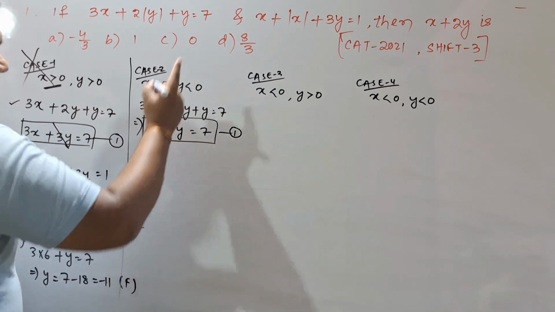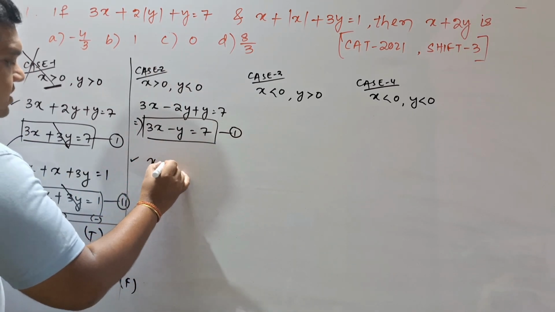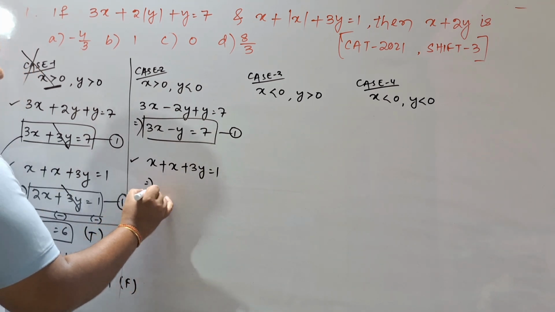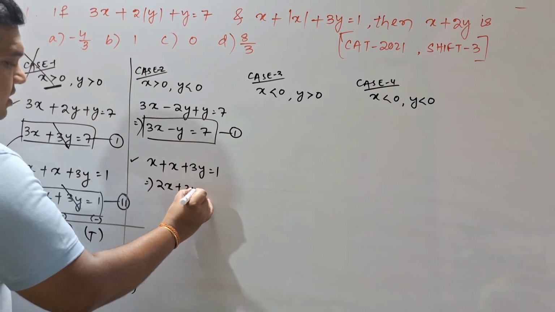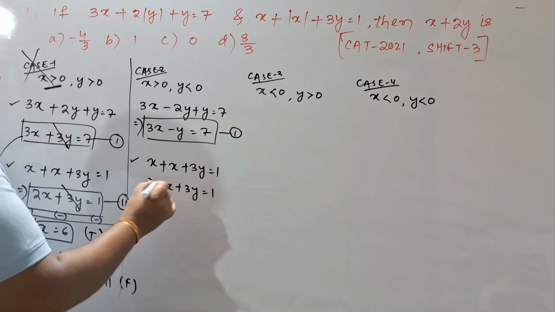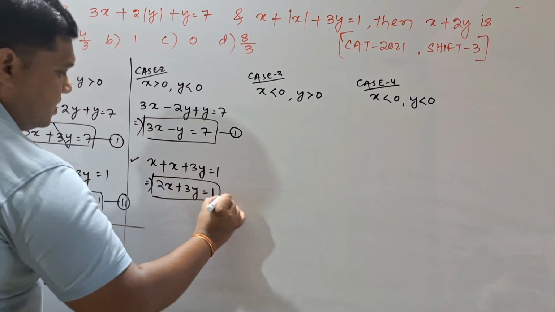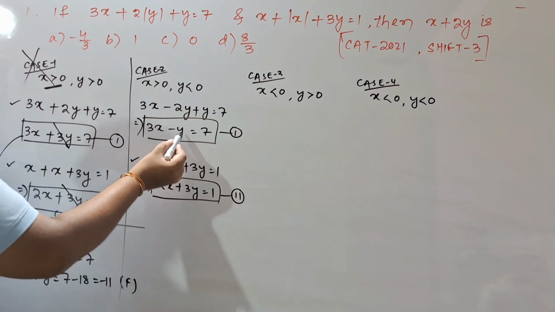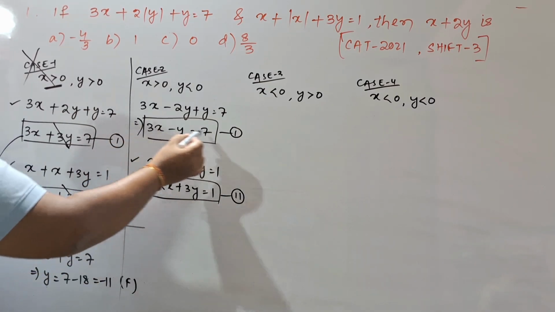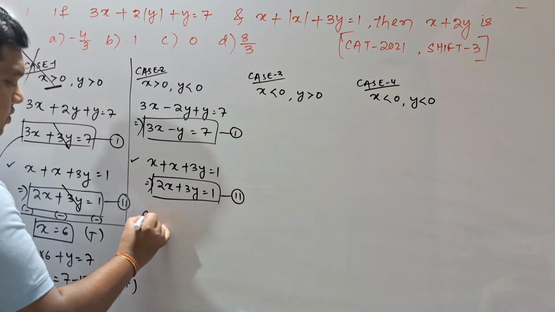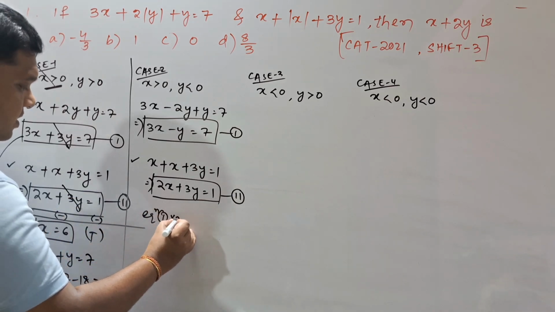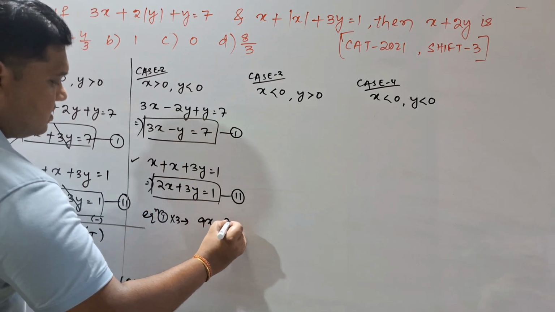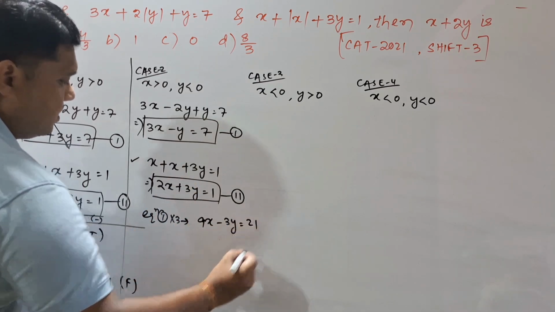Similarly, if I write the second equation, this is x plus 3y, this is equal to 1. So this is 2x plus 3y, equal to 1. If I simplify these two equations, you observe the coefficient of y here is 3, but here the coefficient of y is minus 1. So multiply by 3 in equation number 1. Equation 1 into 3, if I write, this is equal to how much? 9x minus 3y, this is equal to 21.